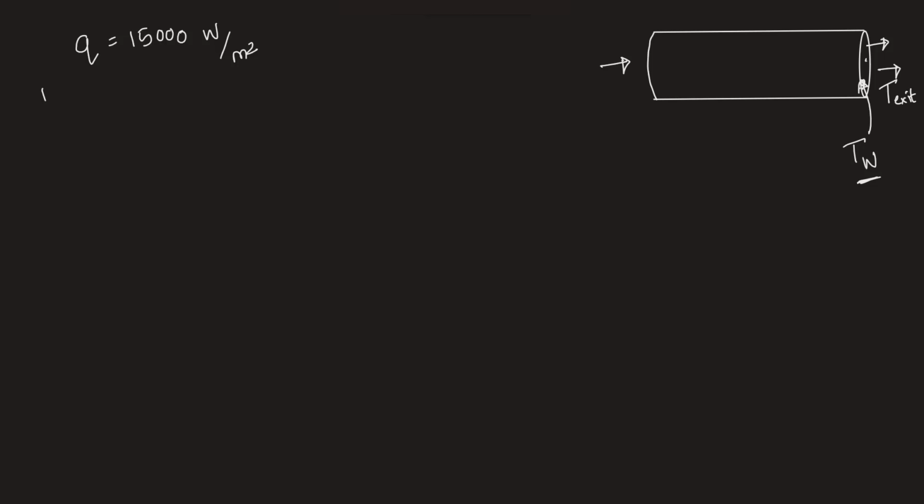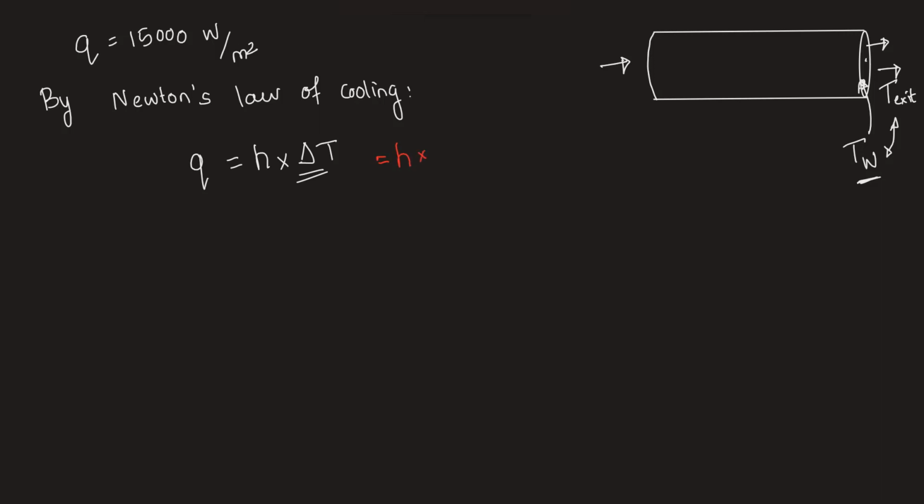So by Newton's law of cooling, this heat transfer Q will be equal to heat transfer coefficient H into delta T. This delta T is nothing but the difference between these two temperatures, the temperature of the wall and the exit temperature. So let's substitute this. We have H into T of the wall minus T at exit. Now in here, we have unknowns, T exit as well as H.